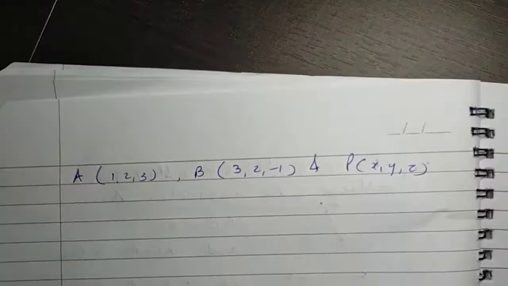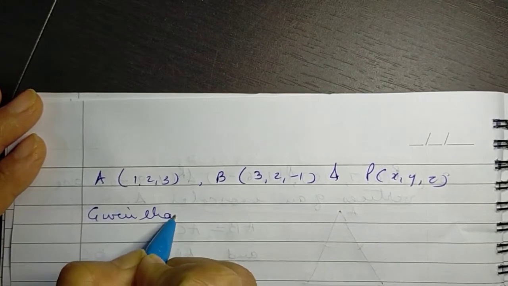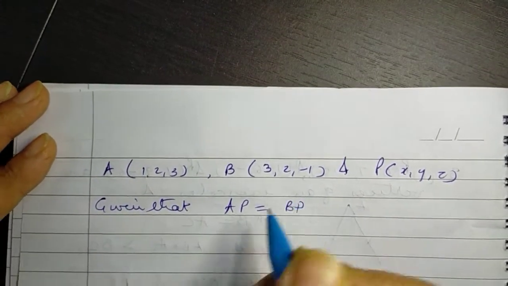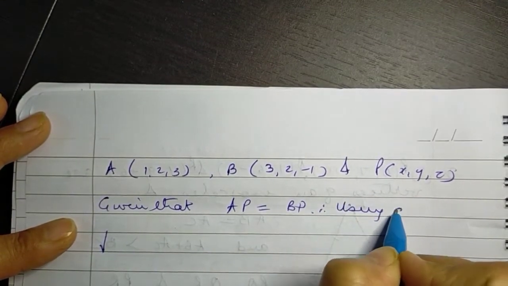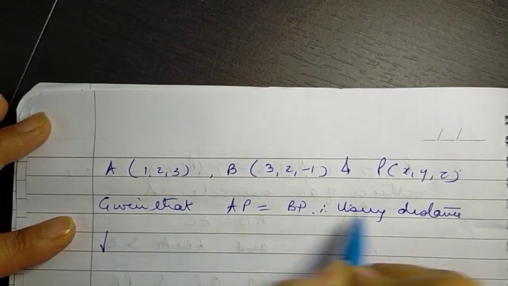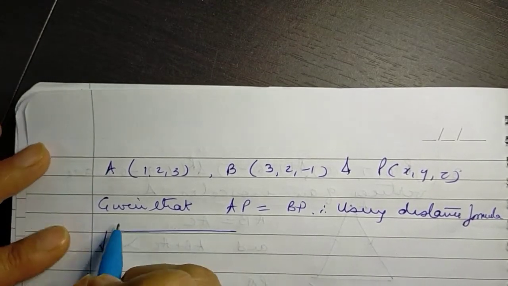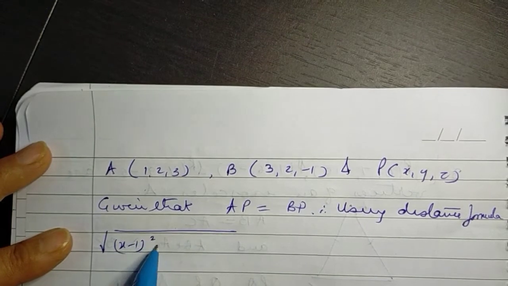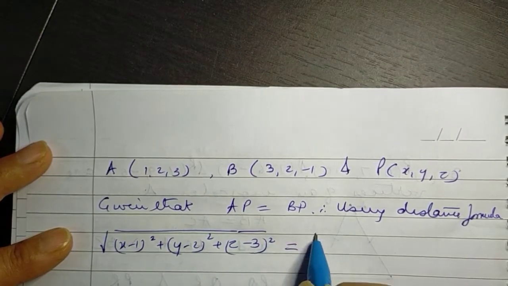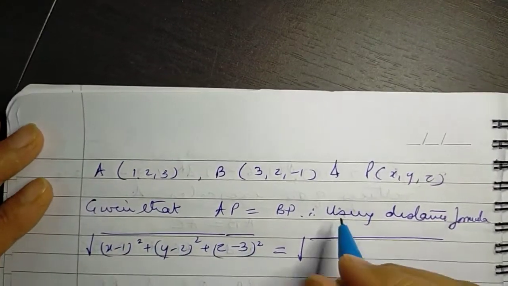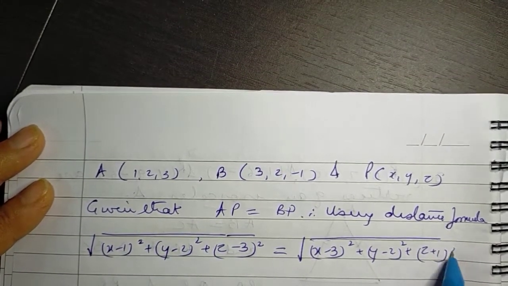So what we do here is, given that AP equals BP, simply by using the distance formula, we get the square root of (x minus 1) whole square plus (y minus 2) whole square plus (z minus 3) whole square, which is equal to the square root of (x minus 3) whole square plus (y minus 2) whole square plus (z plus 1) whole square.